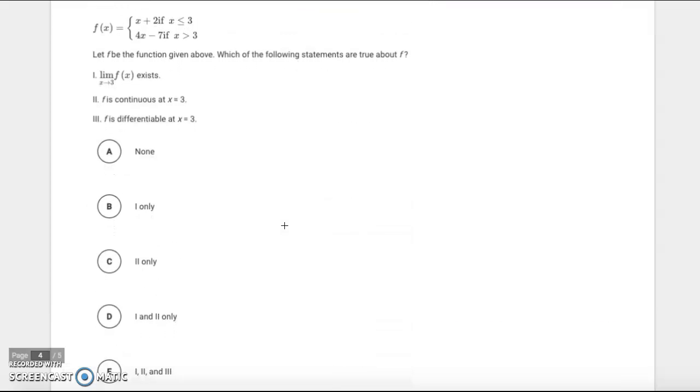All right, so this would be an example of a problem where they're, again, kind of comparing and contrasting the continuous and differentiable pieces. And so we're going to have to be able to deal with all of those all at once, and that's okay. So let f be the function given above. Which of the following statements are true about f? So the limit exists, the function is continuous, the function is differentiable.